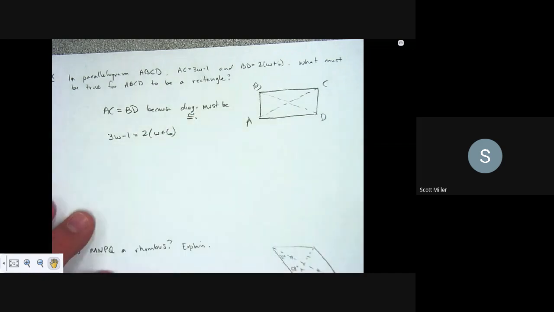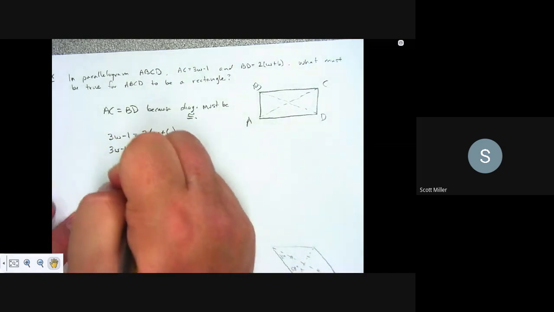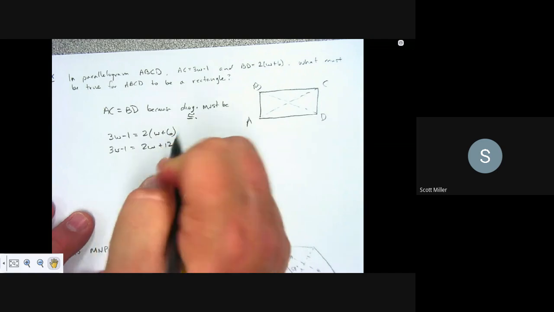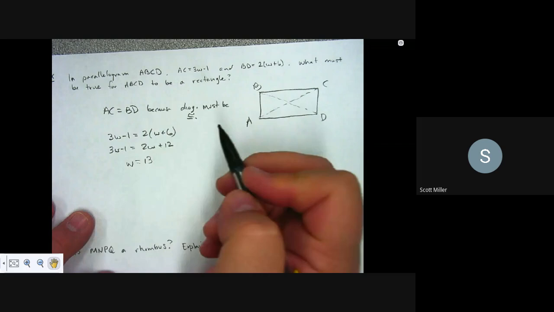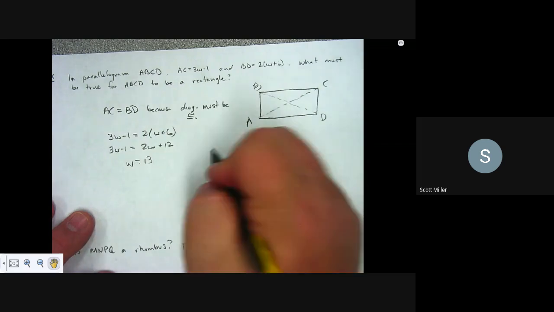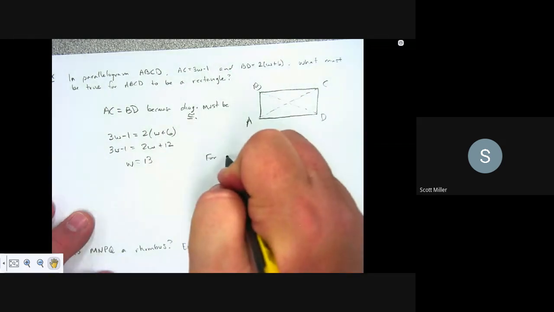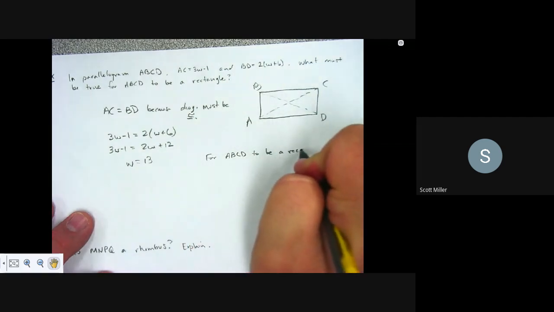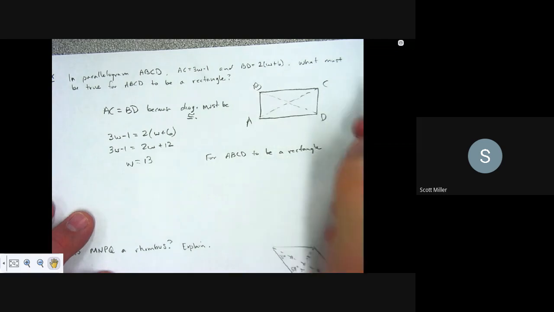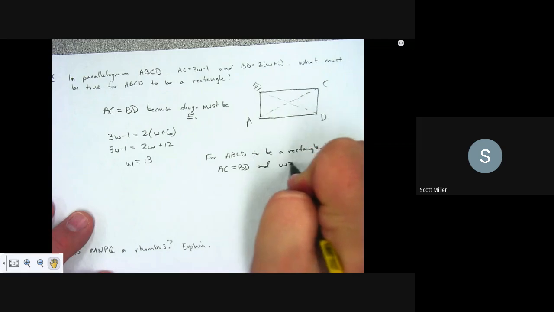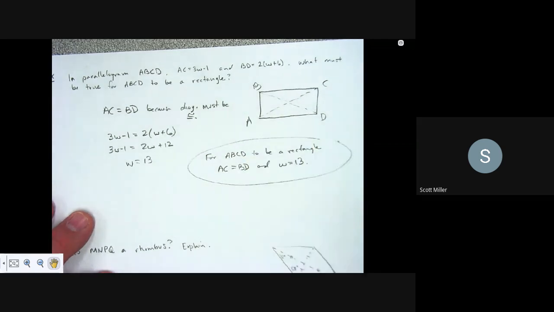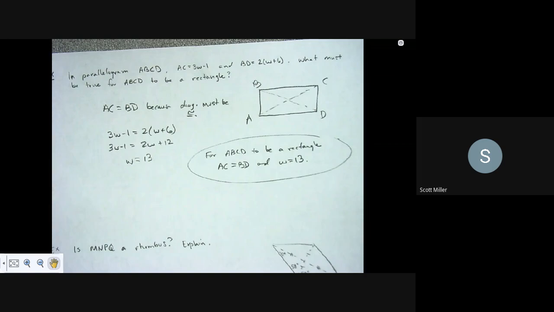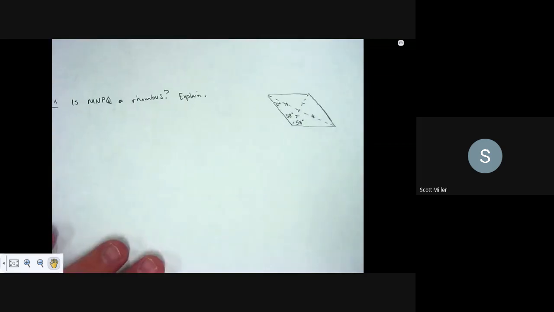And then we solve this for W. Minus 1, 2W plus 12. Start solving this out, and you're going to get W equals 13. Okay, so for ABCD to be a rectangle, AC must equal BD, and W equals 13. That's what has to be true. All right, I have one more down here.